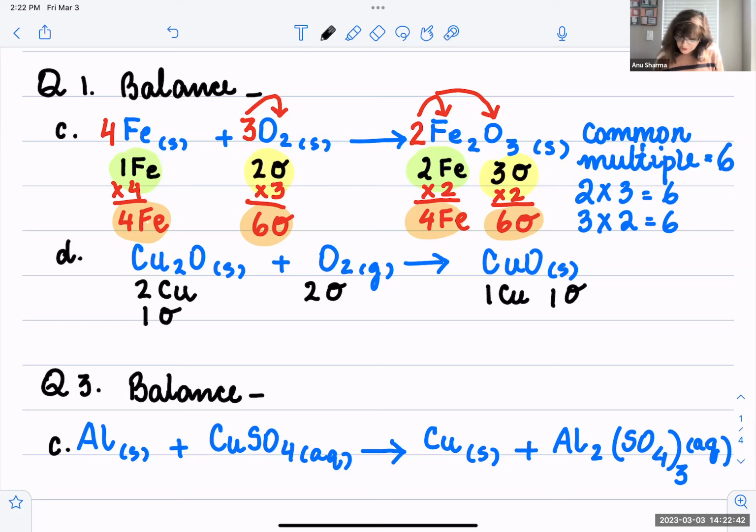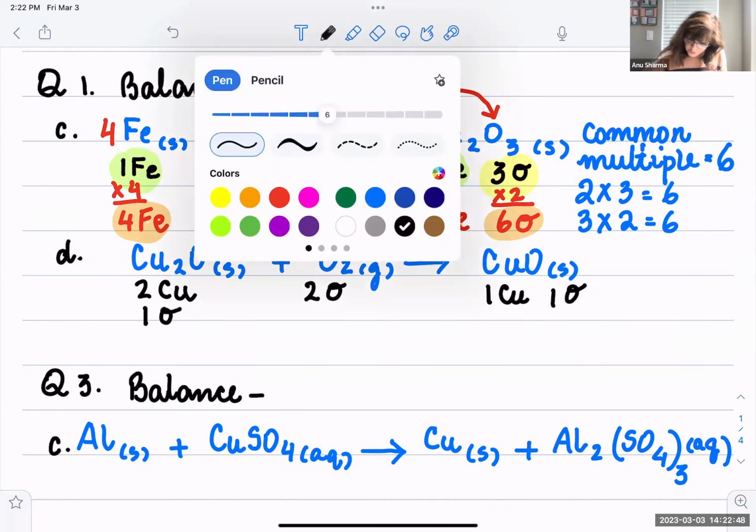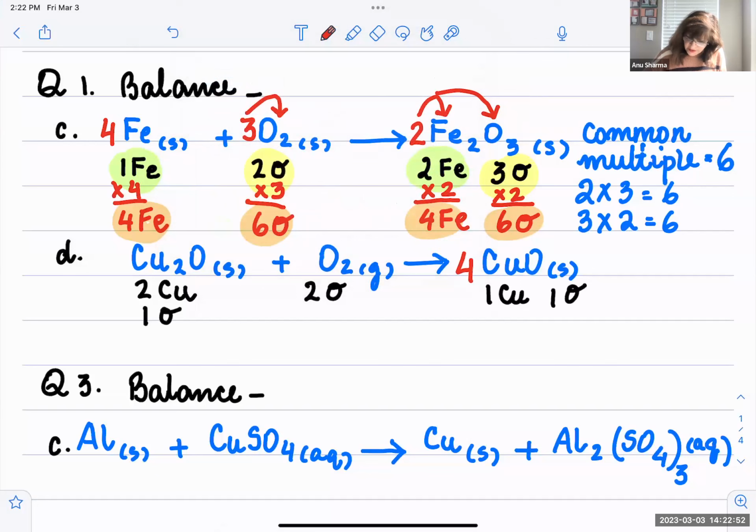Now, what can we do? So if we put 2 here, then it doesn't make sense. If we put 4 here, so 4 coppers and 4 oxygens.